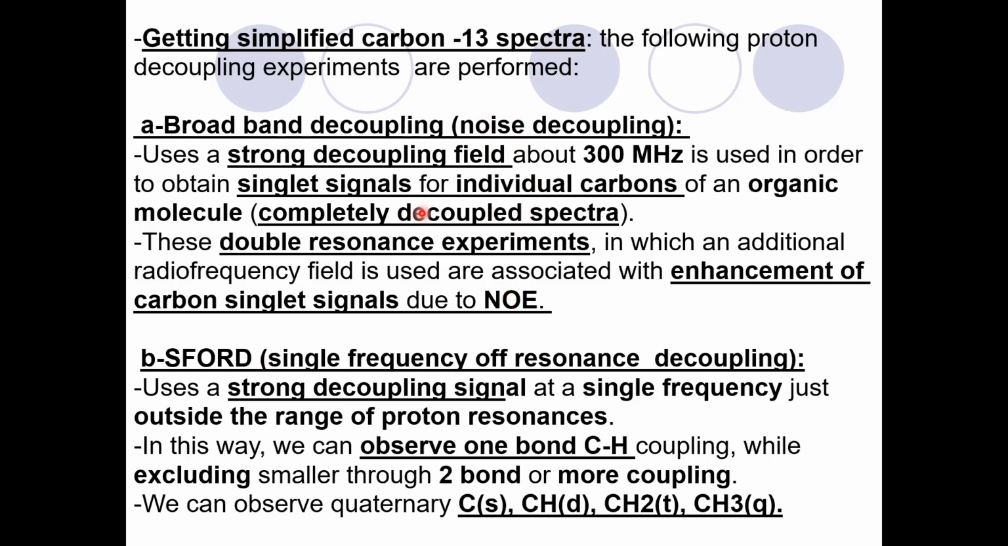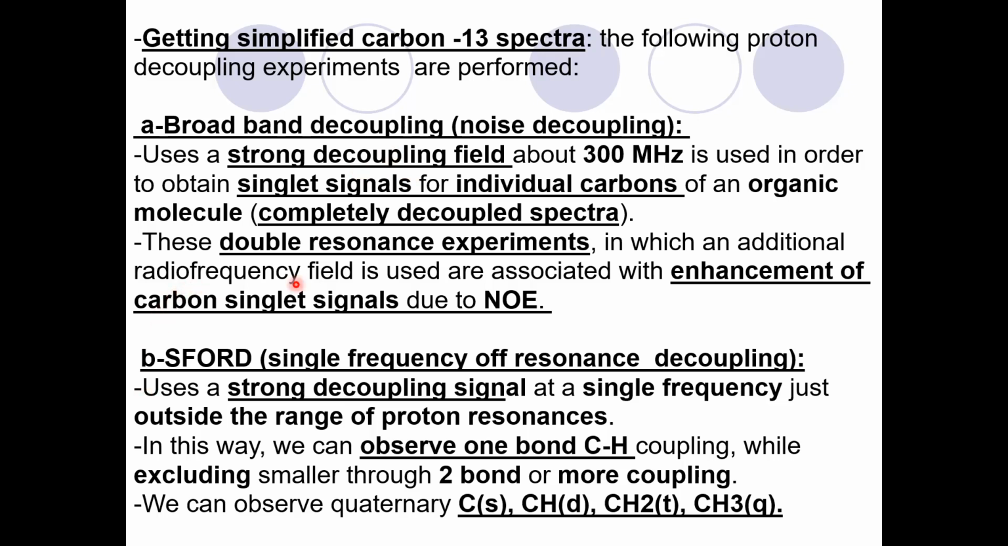In this experiment, we use a strong decoupling field of 300 megahertz. This cancels all coupling between proton and carbon, and all signals will appear as singlet signals. The number of these singlet signals matches the number of carbons in the compound in the absence of equivalence. This is called a double resonance experiment because we are using an additional decoupling field in addition to the original radio frequency field.